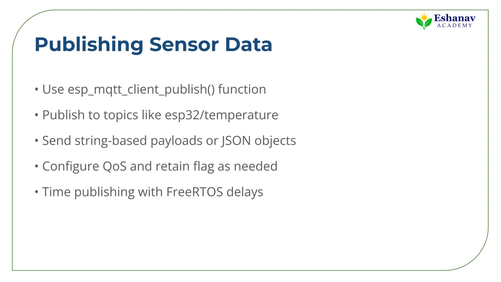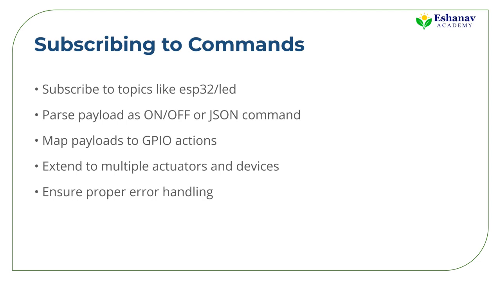QoS selection determines reliability. QoS 0 for lightweight, QoS 1 or 2 for guaranteed delivery. FreeRTOS delays control the publishing interval, keeping it periodic without blocking other operations. By implementing this publishing loop, you simulate a real sensor continuously reporting values to the broker, which subscribers like dashboards or controllers can then consume in real time.